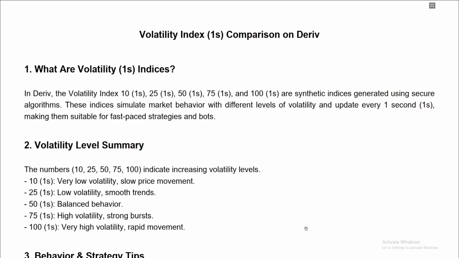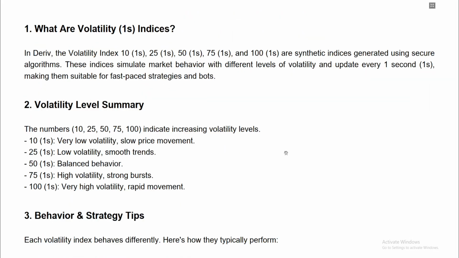Now let us go to the summary for volatility indices. Listen carefully. The numbers 10, 25, 50, 75 and 100 indicate increasing volatility levels. 10 1S is very low in volatility and has a slow price movement. I want you to understand the difference between volatility 10, 25, 50, 75 and 100. For volatility 10, the price movement is very, very low. Volatility simply means the change.